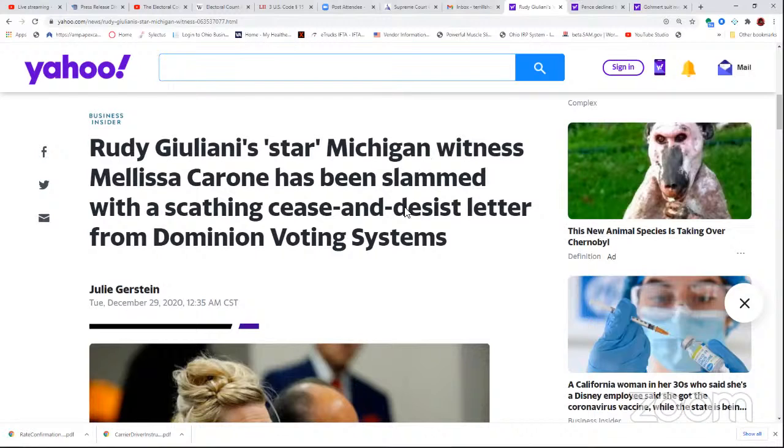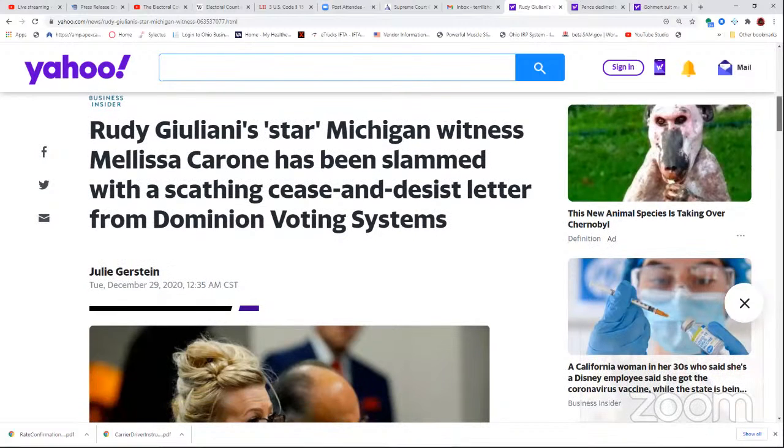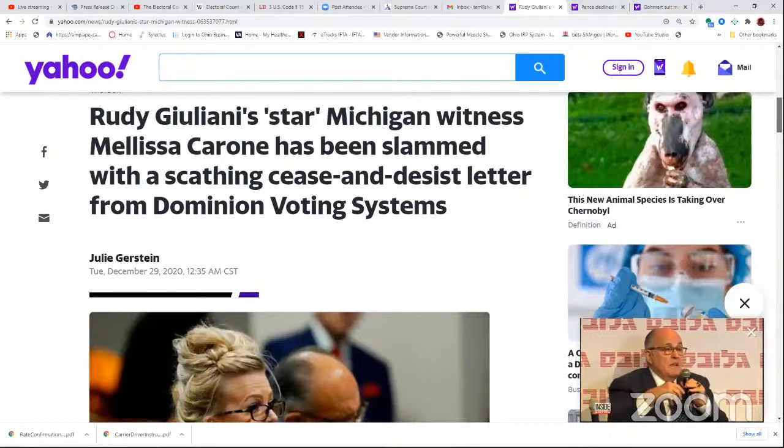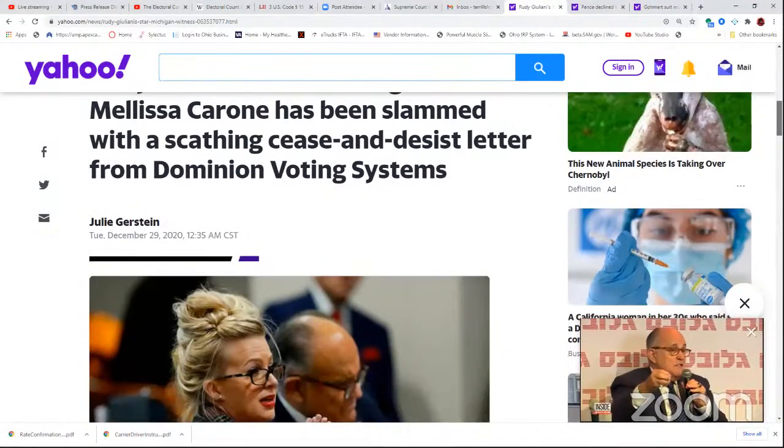All right, so it's pretty much saying right here how the star witness was spouting a whole bunch of nonsense in these press conferences that made it look like it was actual court trials, was given a cease and desist letter from the Dominion voting system itself.